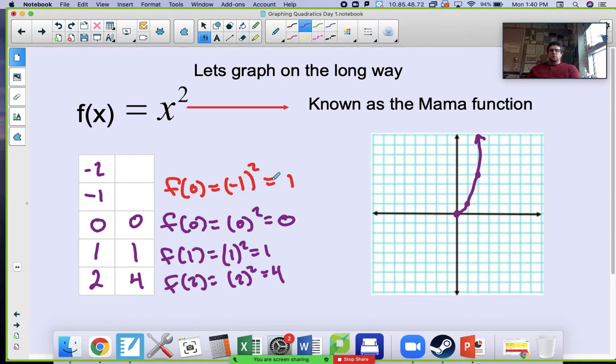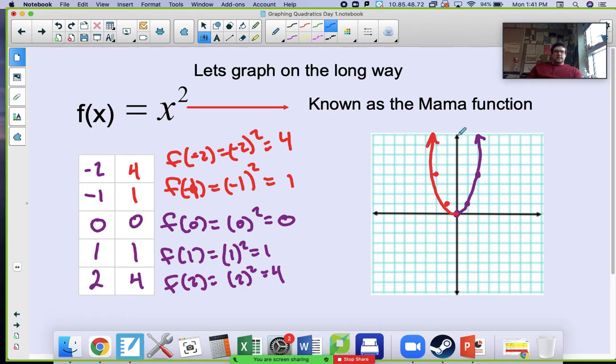-1 squared, 1. Should be -1, I apologize. -2. -2 squared, 4. If I plot those, they end up right here. I get the other half of my parabola.